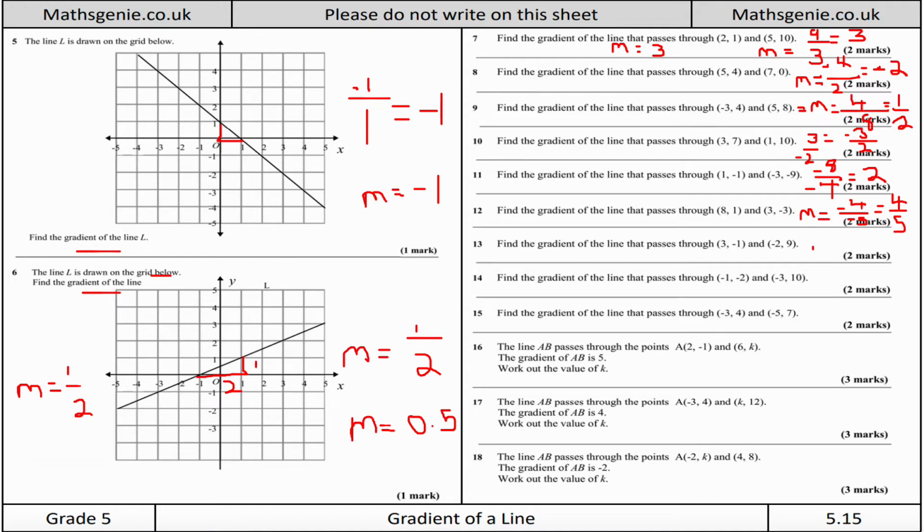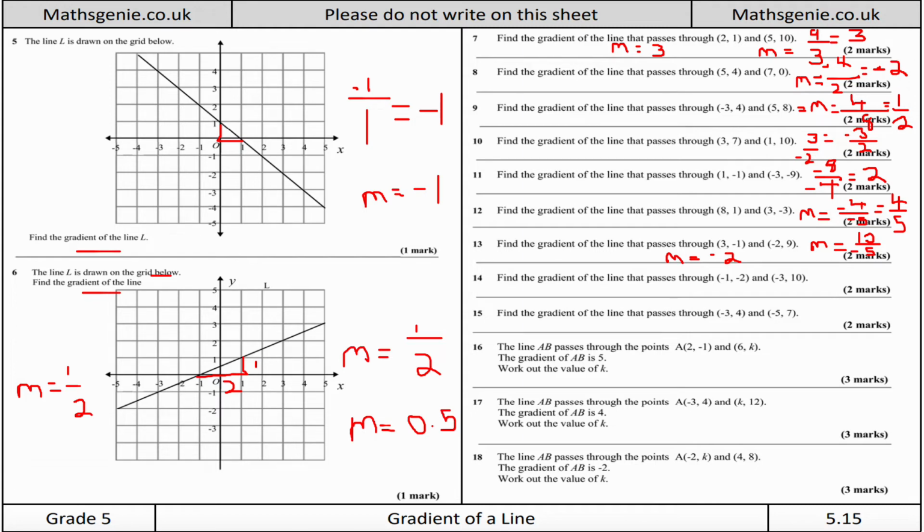Find the gradient that passes through these 2 sets of points. 9 take away negative 1 is 10. Minus 2 minus 3 is minus 5. 10 divided by minus 5 is equal to negative 2, guys. This is question number 14.